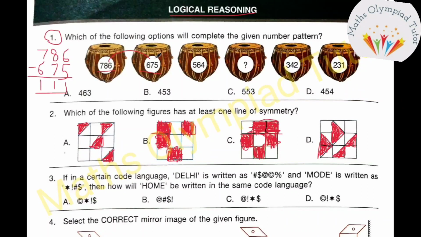In the same way, we have to find the difference here also. If we carefully check, this difference is also 111. So this means the numbers are getting decreased by 111 as we move towards the right. So the number that appears in this place should be 111 less than the given number. So 564 minus 111 will give us this number. This should be our answer, 453, which is option B.